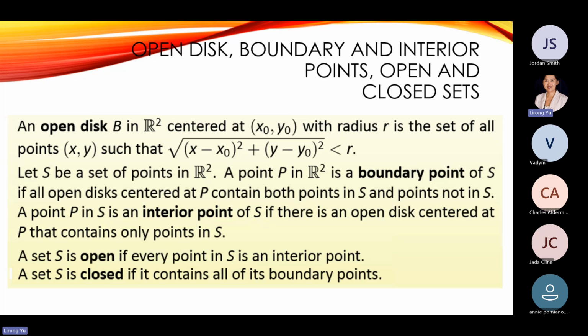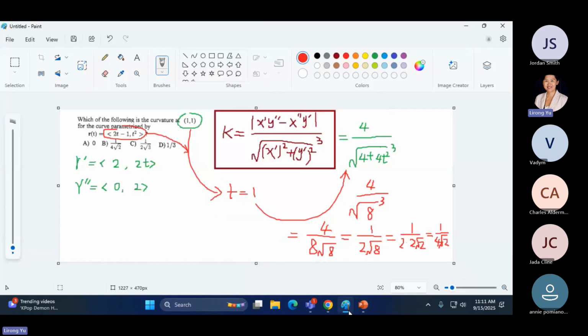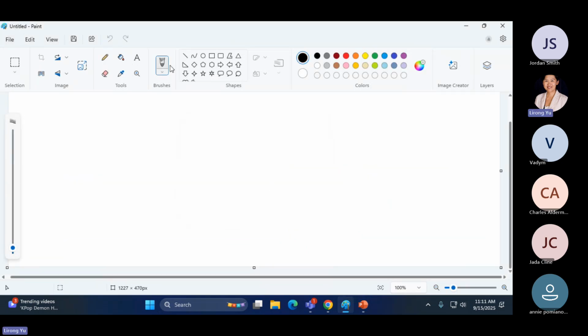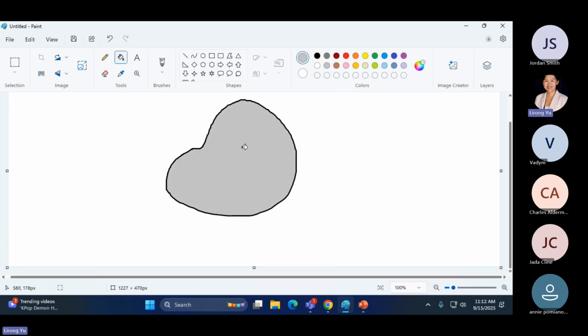When you try to draw a picture, it's very easy to understand the whole point. Let's say you got a set of numbers. If the marker works, maybe I'll draw on here. First, we get a blank space. Let's say this is our set of points, which I'll try to make in an irregular shape.